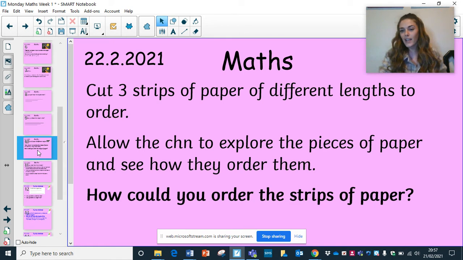Okay, so your next little task or activity is, can you cut 3 strips of paper into different lengths and then order them?